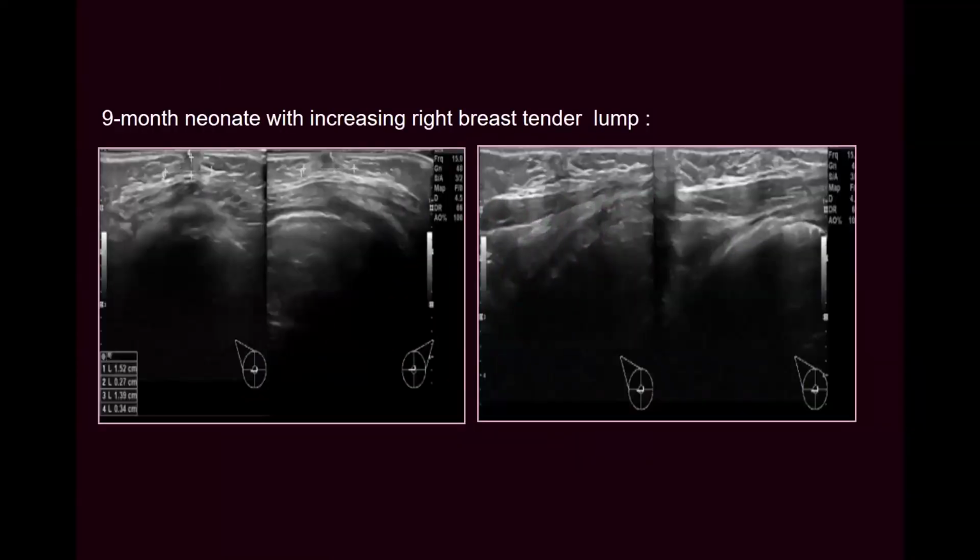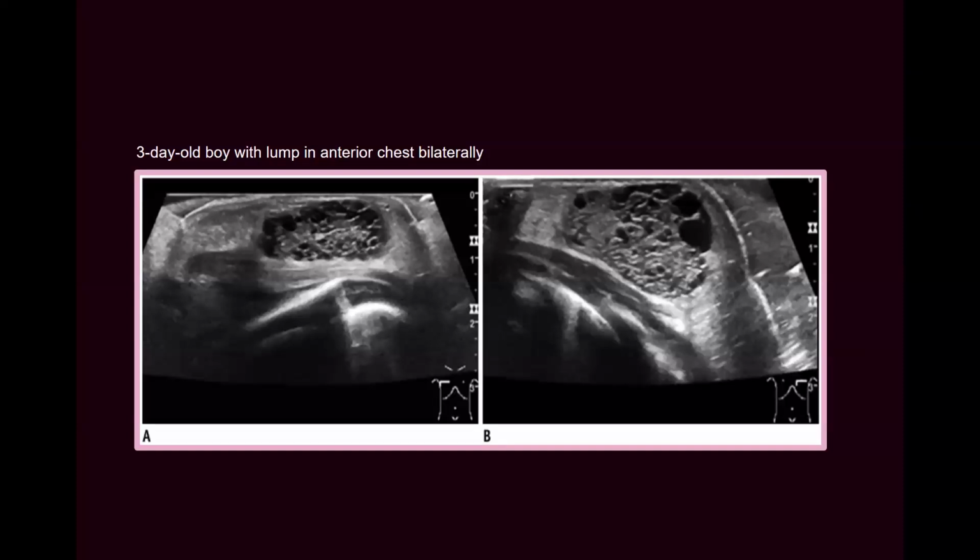Okay. This is my patient, 9-month infant with increasing right breast tender lump. What do you think? 9 months. Is it premature thelarche or neonatal gynecomastia? Premature. Premature. Fine. Excellent. You're right. After 6 months, started later after 6 months and progressing, then it will be premature thelarche.